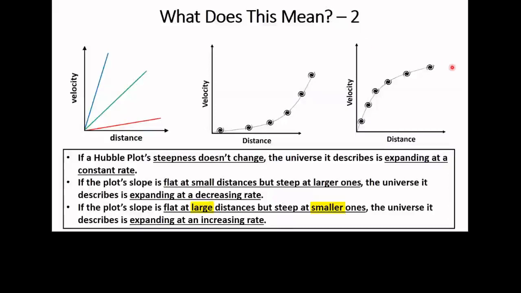Finally, universe number 3 is the one that resembles what our actual Hubble plot in our universe looks like. If the plot slope is flat at large distances, but steep at smaller ones, the universe it describes is expanding at an increasing rate.